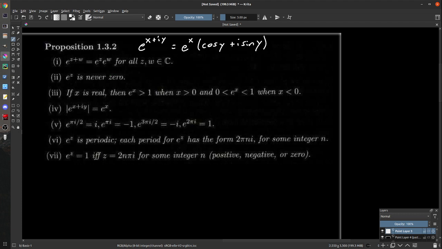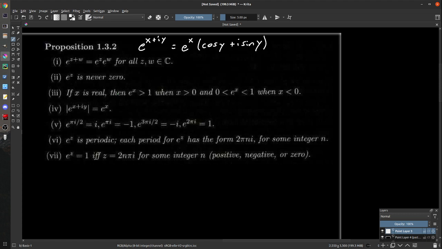Okay. If x is real, then e to the x will be greater than 1 when x is greater than 0. That is very obvious from our definition we've set up here. And e to the x will be between 0 and 1 when x is less than 0. This is also obvious from the definition. The modulus of e to the x plus iy is equal to e to the x. This is slightly more interesting. Why is this the case?